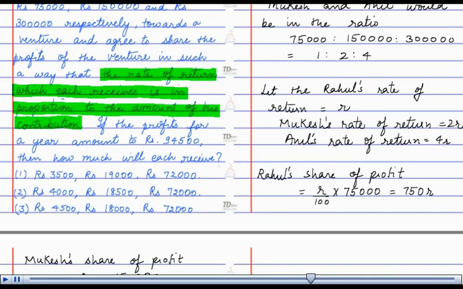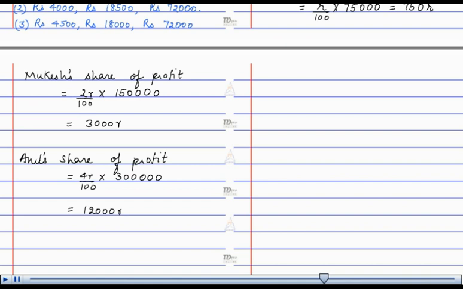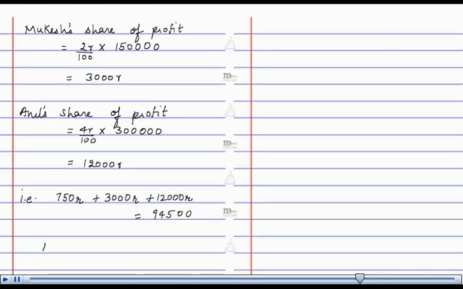Now, since it is given that the total profit amounts to rupees 94,500, we have Rahul's share of profit plus Mukesh's share of profit plus Anil's share of profit equal to 94,500. That is 750R plus 3,000R plus 12,000R equal to 94,500. That is 15,750R equal to 94,500. Therefore, R is equal to 6.